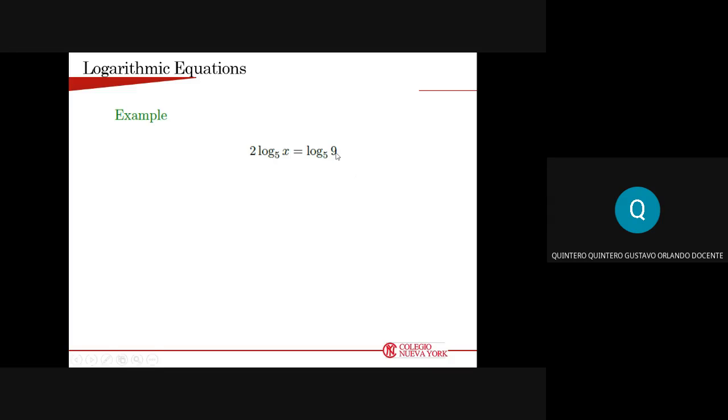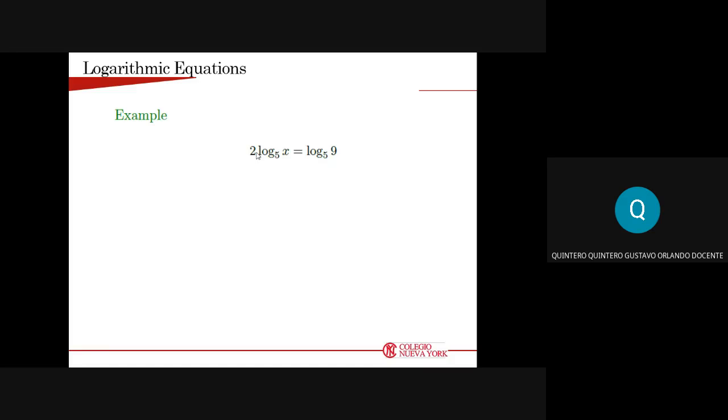Well, luckily for us, both of these logarithms have the same base. So we can do a little trick called canceling the logarithms. But we cannot do it right now. No. And you know what? Because of this little 2 here. This 2 is multiplying. So I cannot cancel the logarithms. Otherwise, what do I do with the 2?